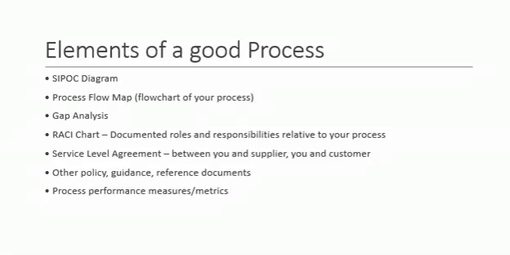Then you can also use the RACI chart, the service agreement, other policies, process performance measures and feedback from the customer. So a good process is one which takes feedback from the customer and improves over time. If a process stays at a single point for a long time, it means your process is not improving, and your business is not improving. And I will also say that there is no process in this world which we cannot improve. There is always a gap for improvement. We just need to analyze it and implement it.